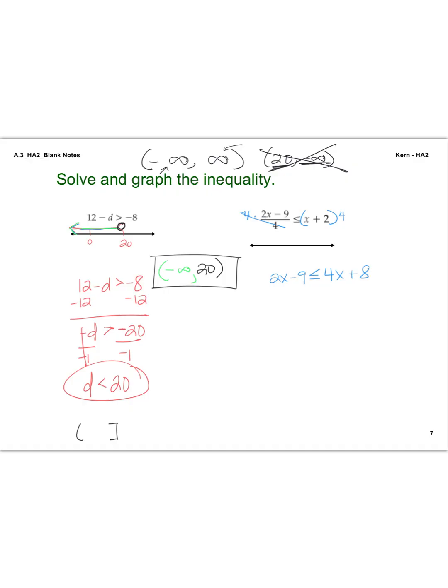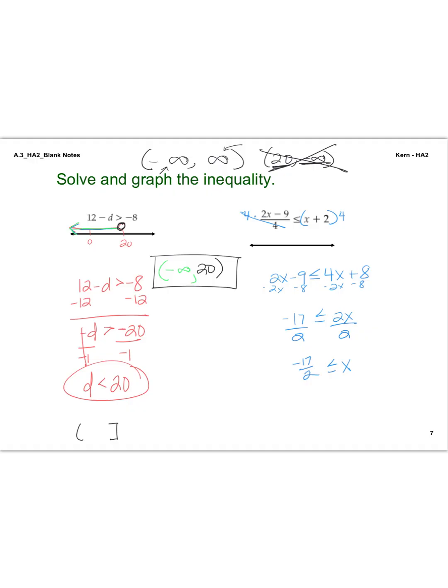I'm going to get everything on one side. So I'm going to subtract 2x. So that'll leave me with 2x over here. And then I'm going to subtract 8. So that's negative 17. So divide both sides by 2. So x is greater than or equal to negative 17 over 2.